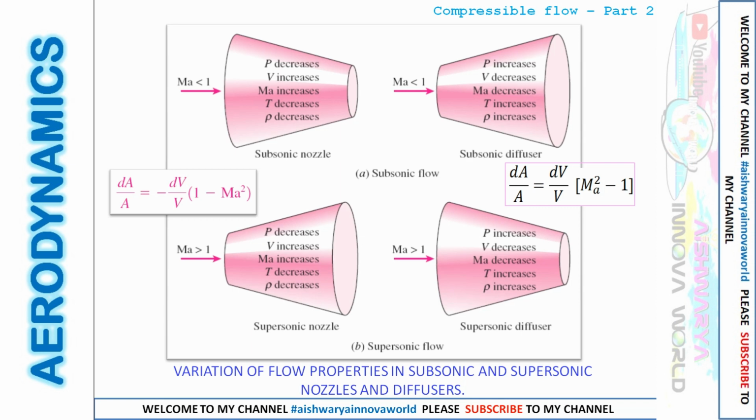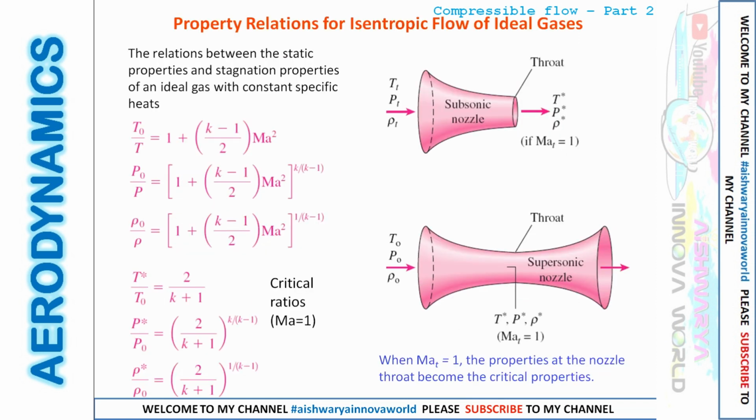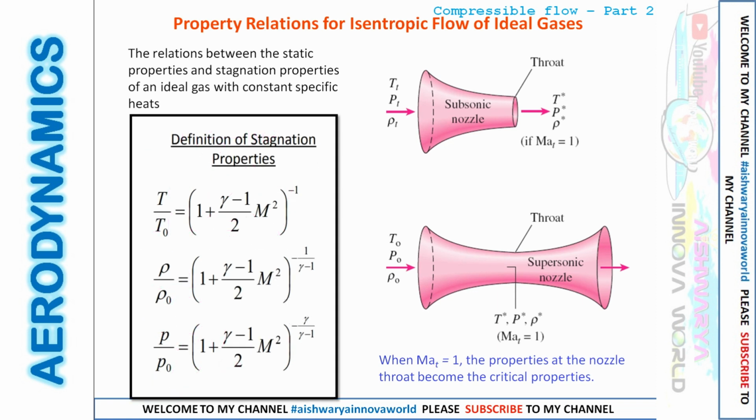Now comes a glance of the property relations for isentropic flow of an ideal gas. Already in part 1, which has the link in the description below, I have explained how we derived these property relations for isentropic flow. If you need further reference, you can go to the description box and refer back to that isentropic flow derivation. I have given some tricks there on how you can memorize these formulas, and these are the basic formulas and how they relate. We can remember the structure like this: T by T naught equals 1 plus (gamma minus 1) by 2 M square, all inverse.